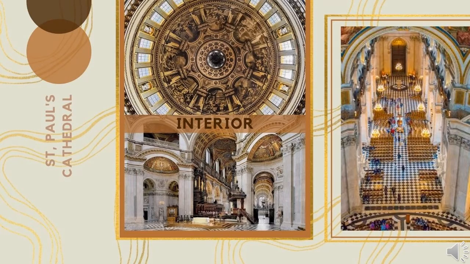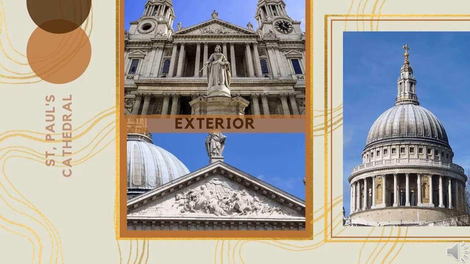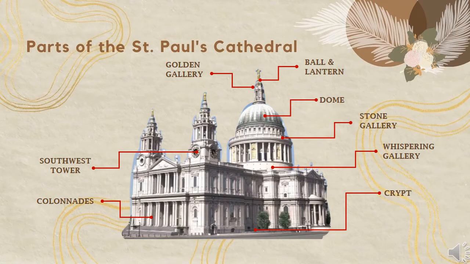This is the interior of St. Paul's Cathedral. You can see here what palette they use: white and brown or gold. While this is the exterior of St. Paul's Cathedral. Parts of St. Paul's Cathedral. As I mentioned earlier, it has a whispering gallery. It also has a circular dome, golden gallery, ball and lantern, southwest tower, colonnades, and crypt.